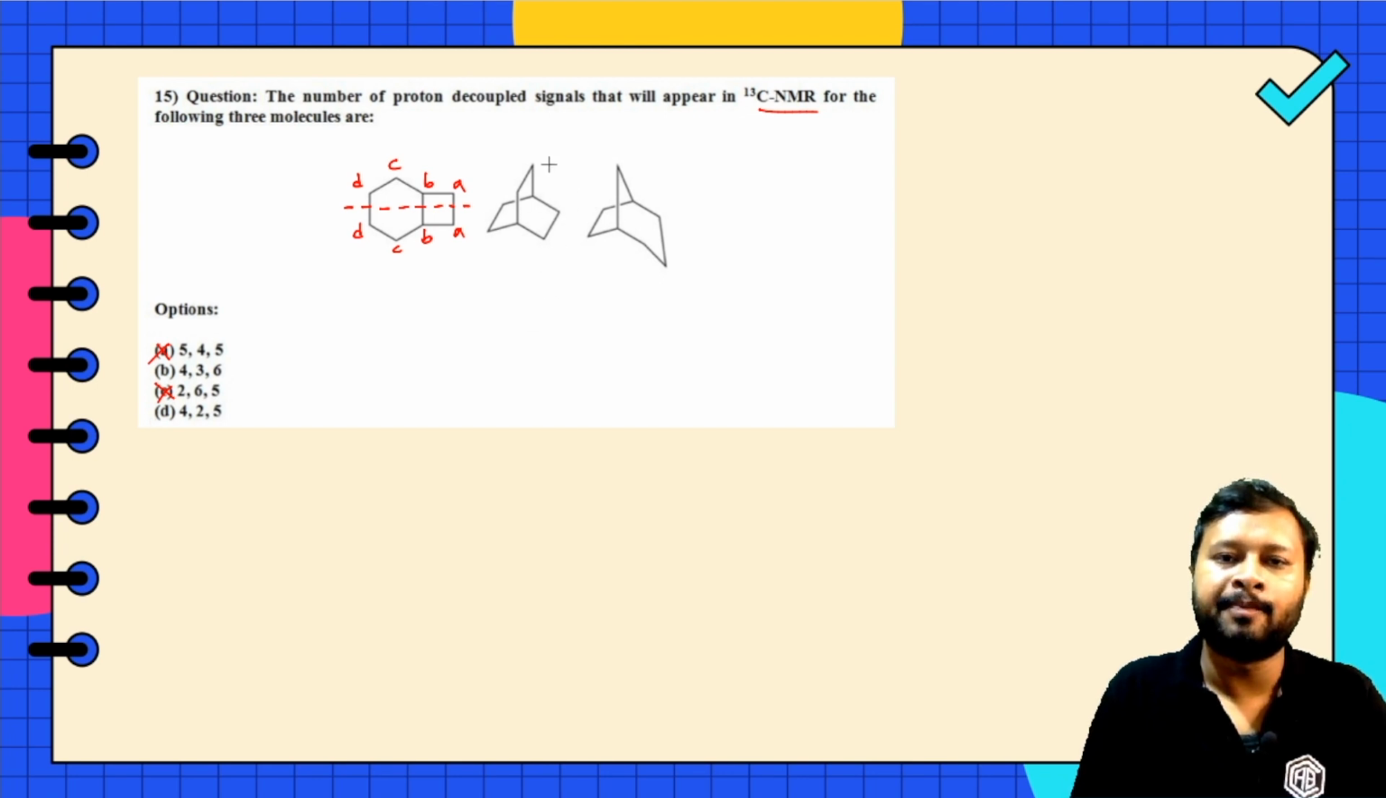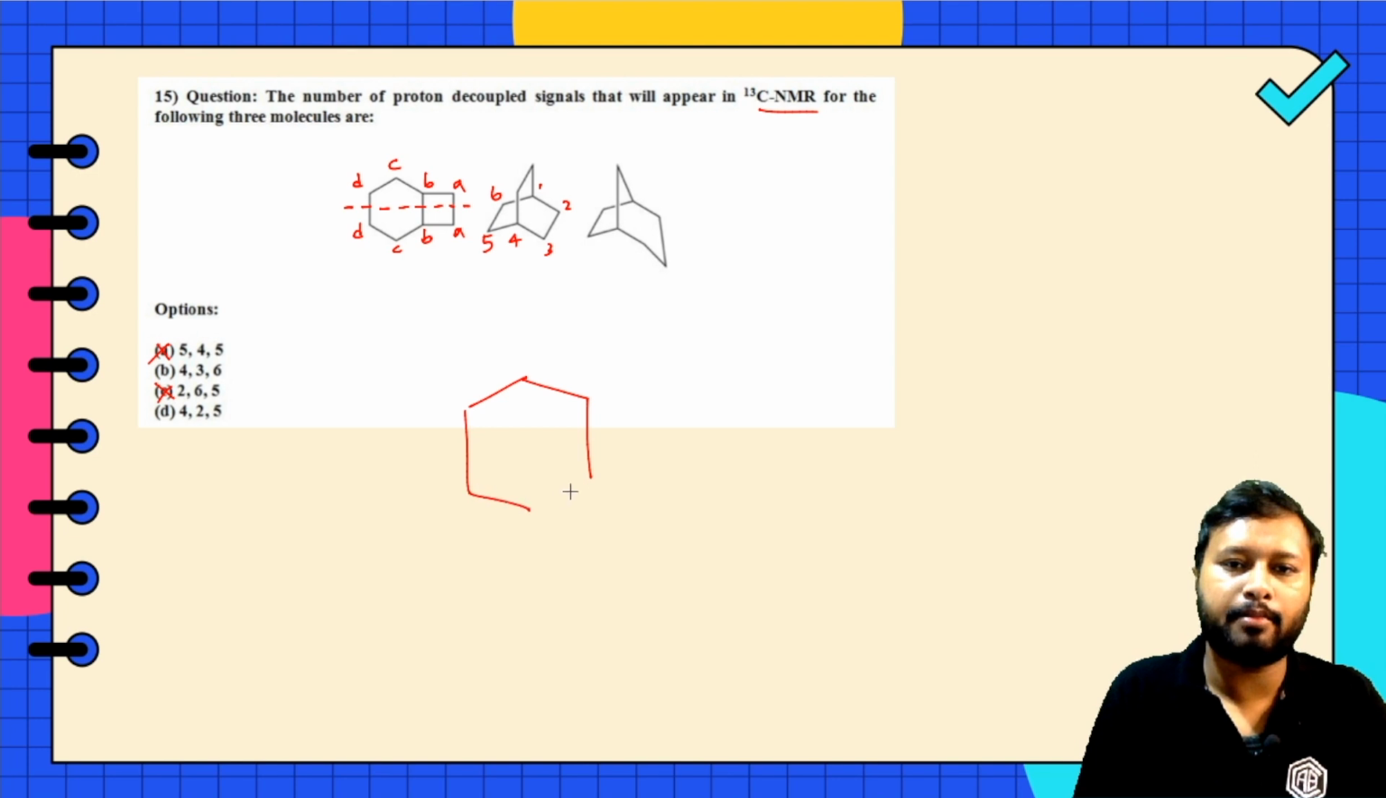Now look at the second molecule. This molecule is easy to understand if you draw it in planar form. Right now it is in 3-dimensional form, so let's draw it in planar form. We have a 6-membered ring, so let me make a 6-membered ring and number it 1, 2, 3, 4, 5 and 6.